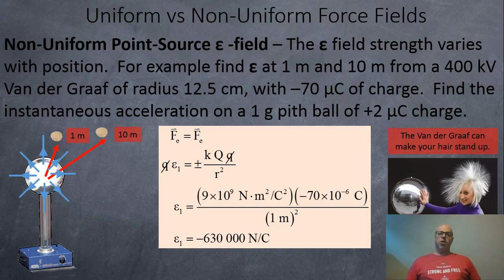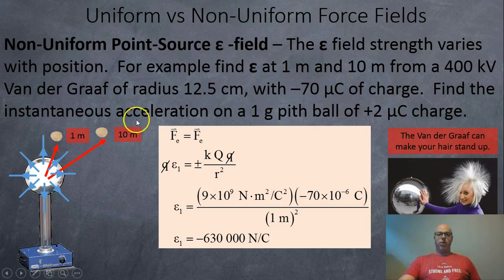Right, so here's a non-uniform force field for electric force fields. A Van de Graaff generator is a great example of that. The brushes inside rub to cause a huge negative electric charge. So you have like negative 70 microcoulombs of charge, providing 400,000 volts. And the radius of this Van de Graaff is 12.5 centimeters.